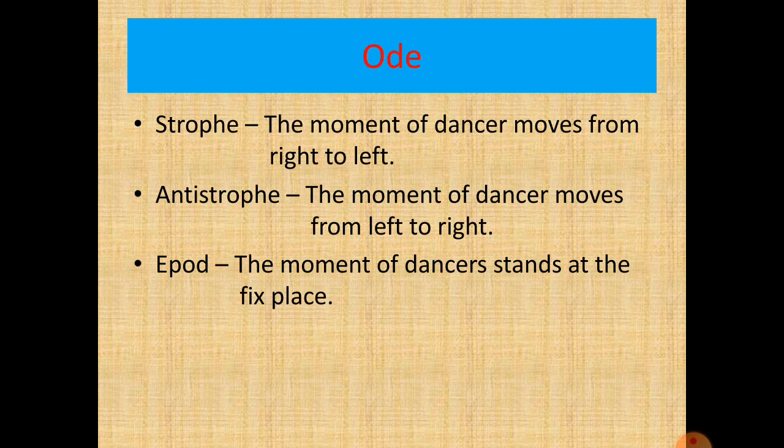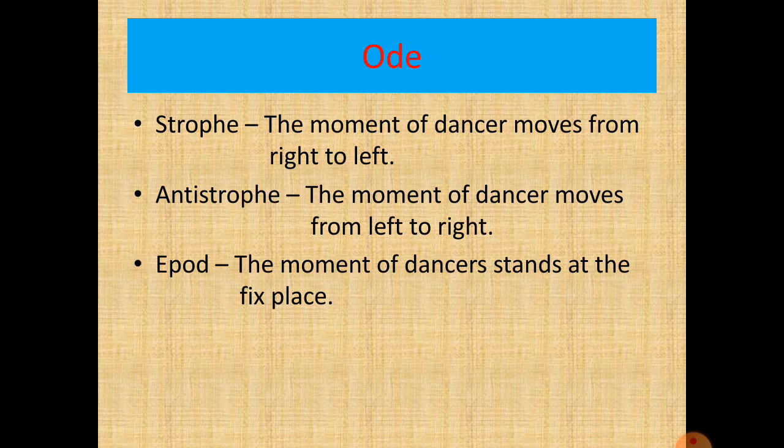Strophe stanza is recited when the movement of the dancer moves from right to left. At this moment, strophe stanza is recited. So please pay attention, dear students, here because it is very tricky. So I repeat it. Strophe stanza is recited when the movement of the dancer moves from right to left.